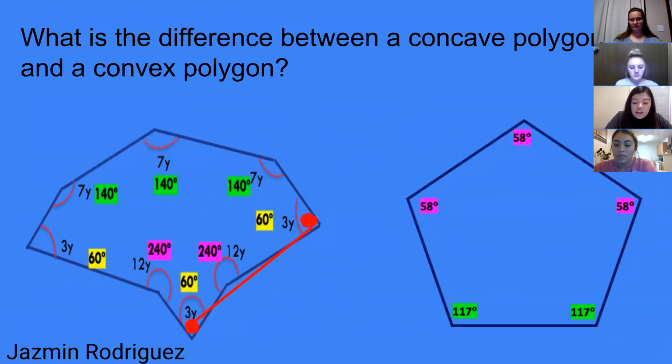Now, when we're talking about concave polygons, we will do the exact same thing and we will put 2 points in our polygon and we will connect it with our line segment. And then as we can see, our line never exits the shape. Therefore, this is going to be a concave polygon.